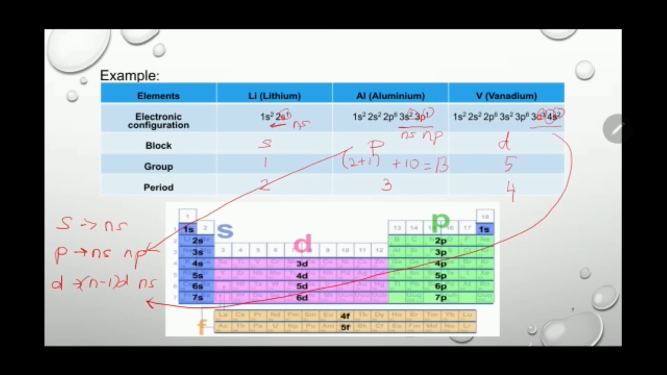Now we check all the answers from the periodic table given here. Lithium is in group 1, so correct, and period 2, location S block. Now we go to the second example, aluminium. We try to find aluminium here. This is aluminium: group 13, period 3, block P. And the last one, vanadium. Let's try to find vanadium here: group 5, period 4, and it is from the D block. So we can confirm it now. Once we have the electronic configuration, we can solve for the block, group, and period.